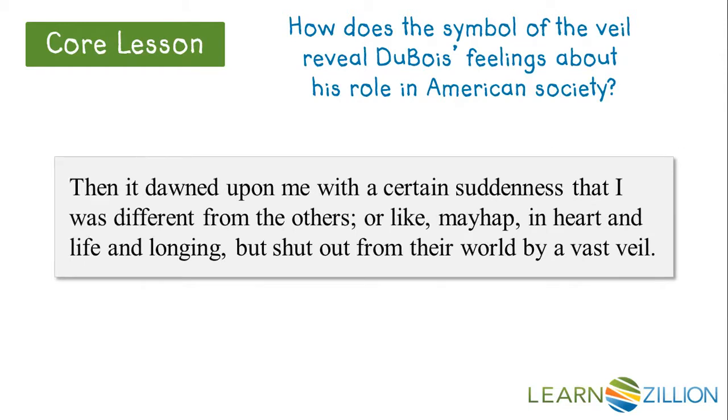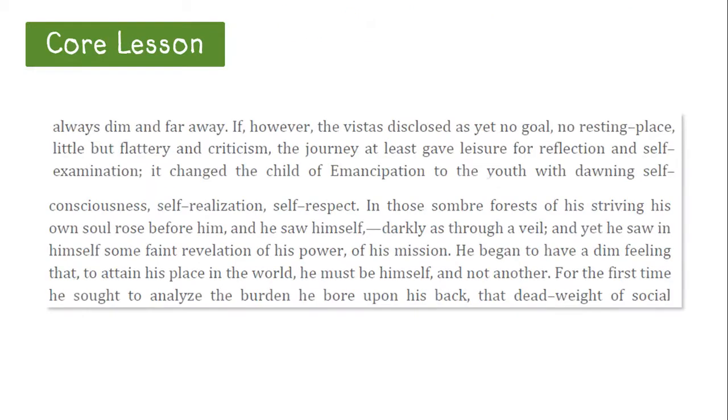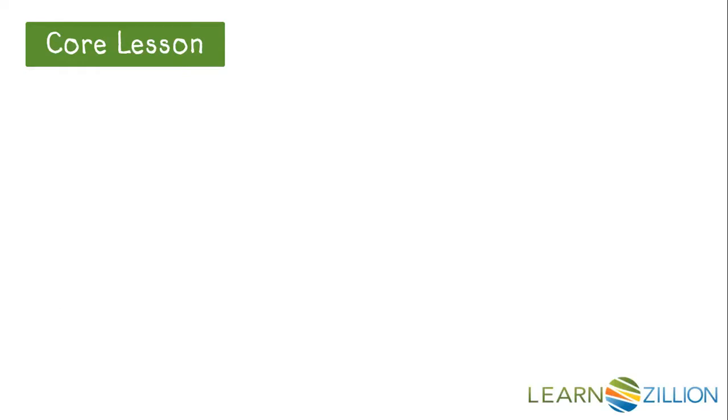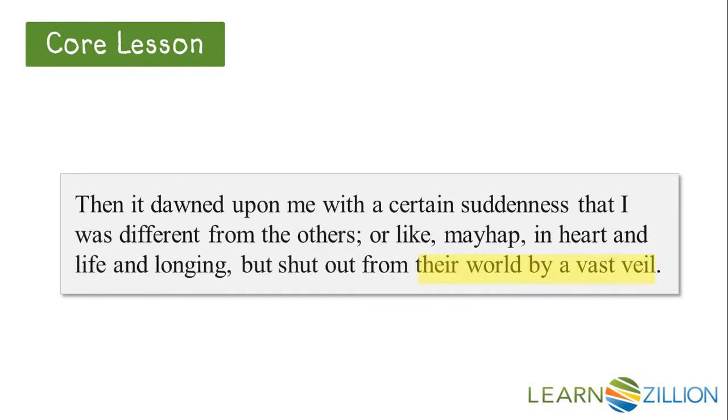So here in this passage, I see "shut out from their world by a vast veil." Then a little bit later on in the text, I see the word veil again. So here, "darkly as through a veil." So now that I've found some examples of where veil is used in the text, I want to go back to those examples and reread them and see if I can figure out what the author's trying to tell me here.